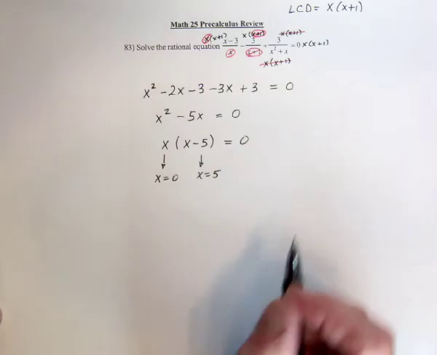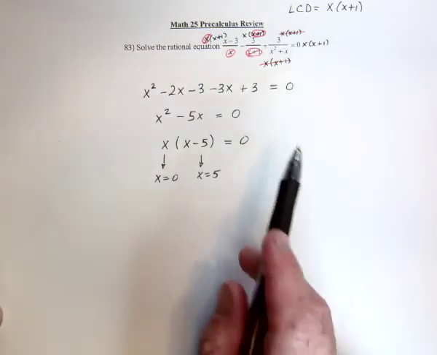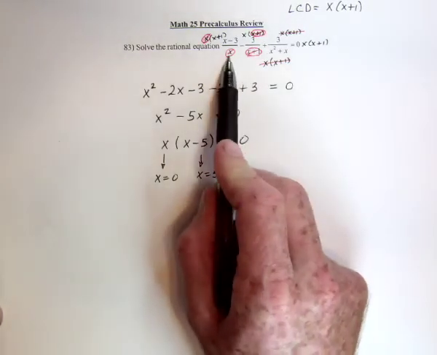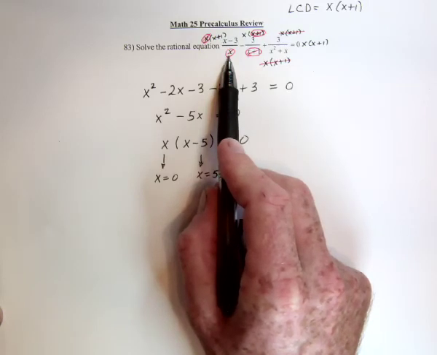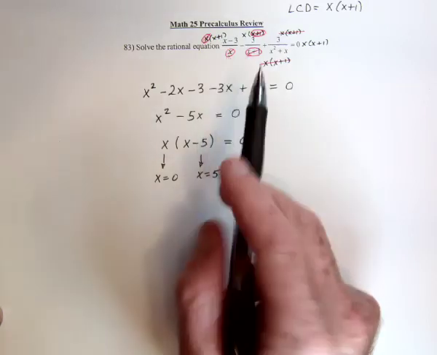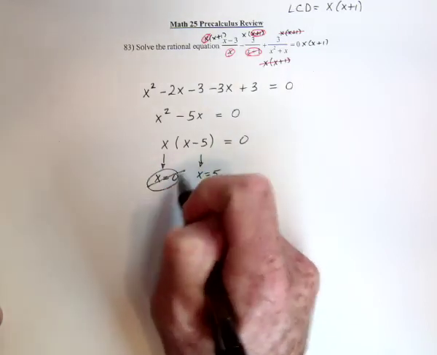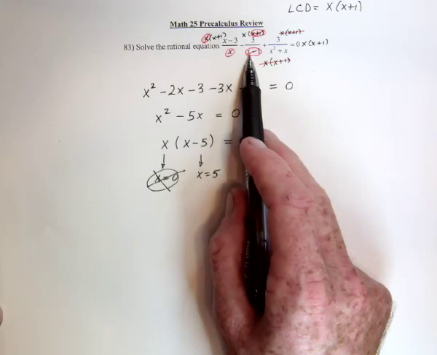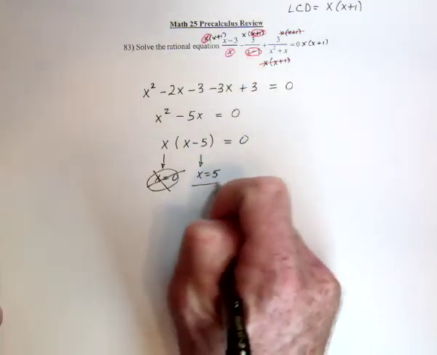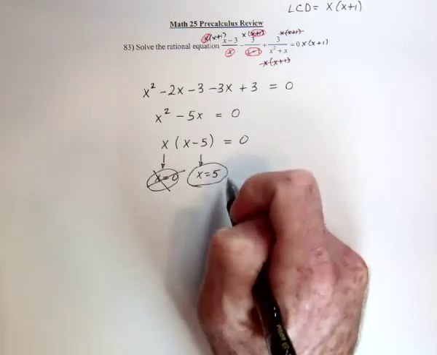The reason I say perhaps is because the original problem had denominators. Because of this one right here, we are not allowed to have x equals 0. That one is gone. Because of this one, we would not be allowed to have negative 1, but we got a 5. So 5 is the answer.